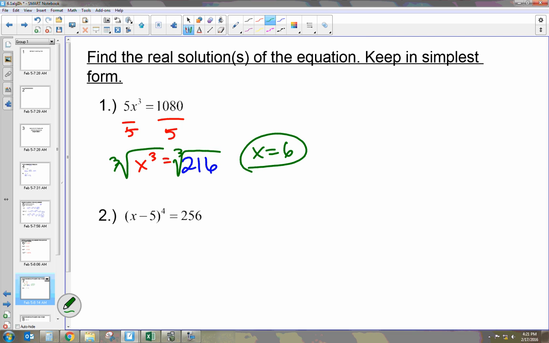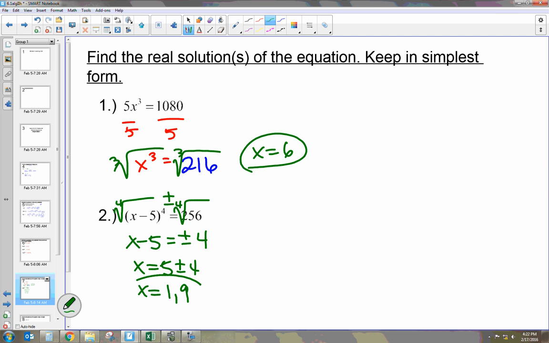Okay. This one, we're going to take the fourth root on both sides, and since it's even, we have to do plus or minus. So we have x minus 5 equals plus or minus the fourth root of 256, which is 4. So now we have x equals 5 plus or minus 4. X is equal to 1 or 9. So we'll have 2 answers for the evens because we have to use plus or minus. For the odd roots, we just keep it as a negative or a positive, just one answer.